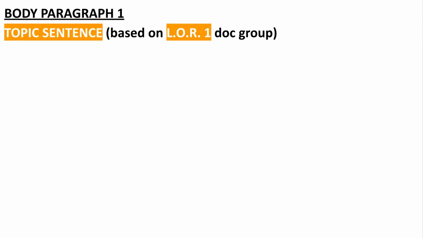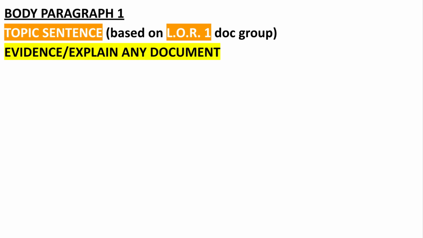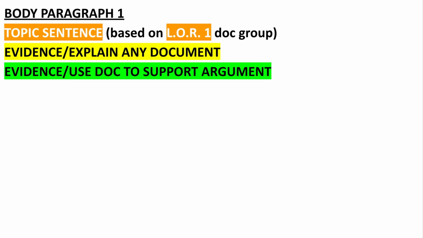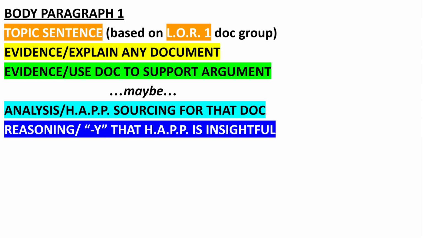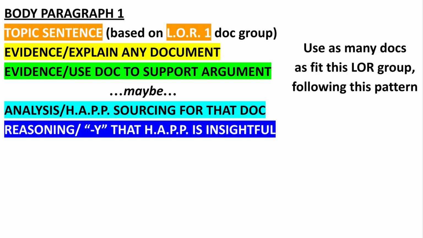So body paragraph 1, topic sentence number 1, is going to be based on line of reasoning number 1 or document group number 1. So we're going to kind of pile those together. We're going to explain the content of a document, and then we're going to use that document's content to support our argument. And we are going to repeat that process. We may, along the way, talk about the historical situation, audience, purpose, or point of view for that document. And if we do, we're always, of course, going to explain why that is insightful.